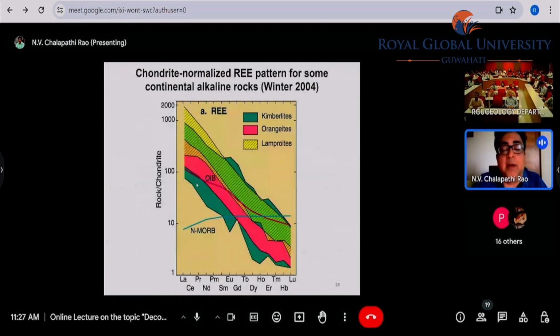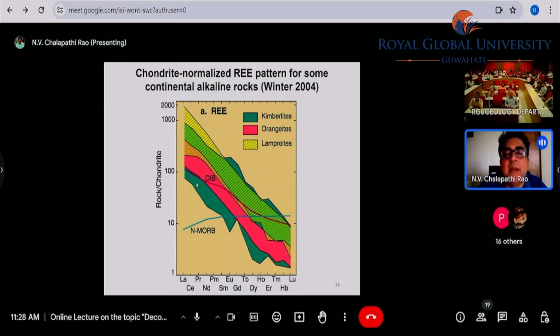So if you look at the rare earth elements, they are most sought after economic commodities nowadays. China has the world's largest rare earth resource, but last 3 years, China has closed its market. So all over the world, people are looking for rare earth resources because they have tremendous applications.